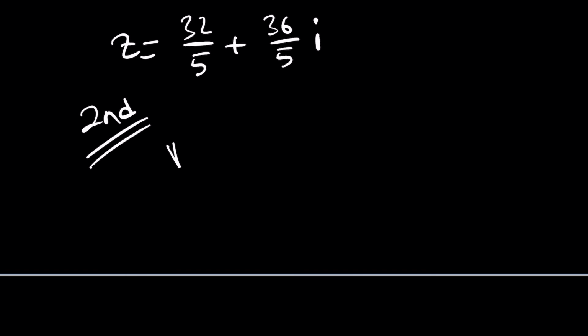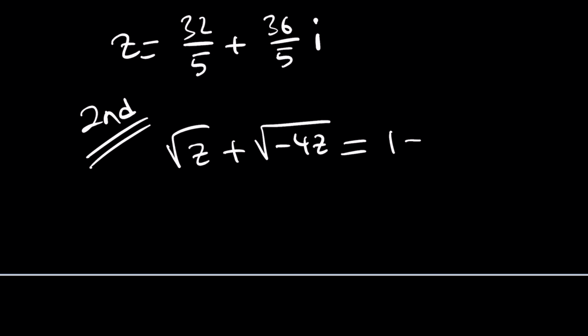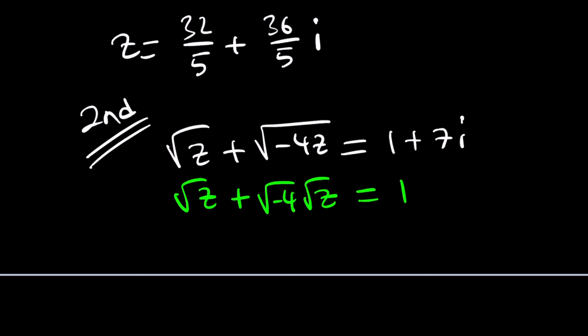Ready? We have the square root of z plus the square root of negative 4z. Now, instead of trying to square both sides and deal with that mess, why don't we just simplify firsthand, right? Notice that this can be written as square root of negative 4 multiplied by square root of z. And now, guess what? We can factor out the square root of z. Beautiful, right? It's the best. That's why it's the second method. But again, you're going to decide which one you like better.